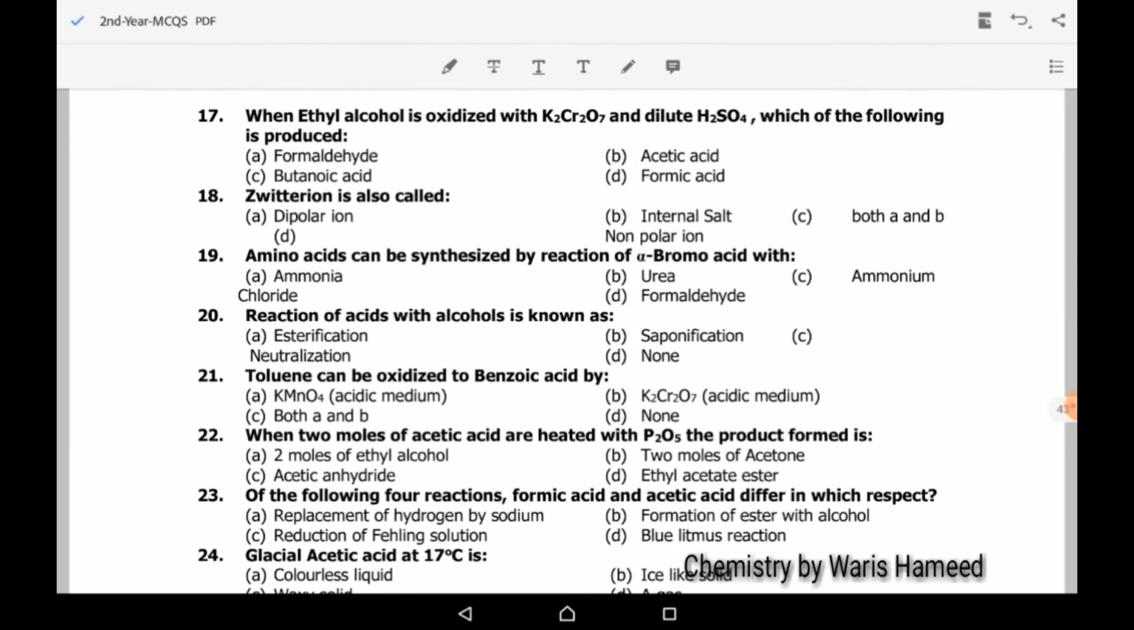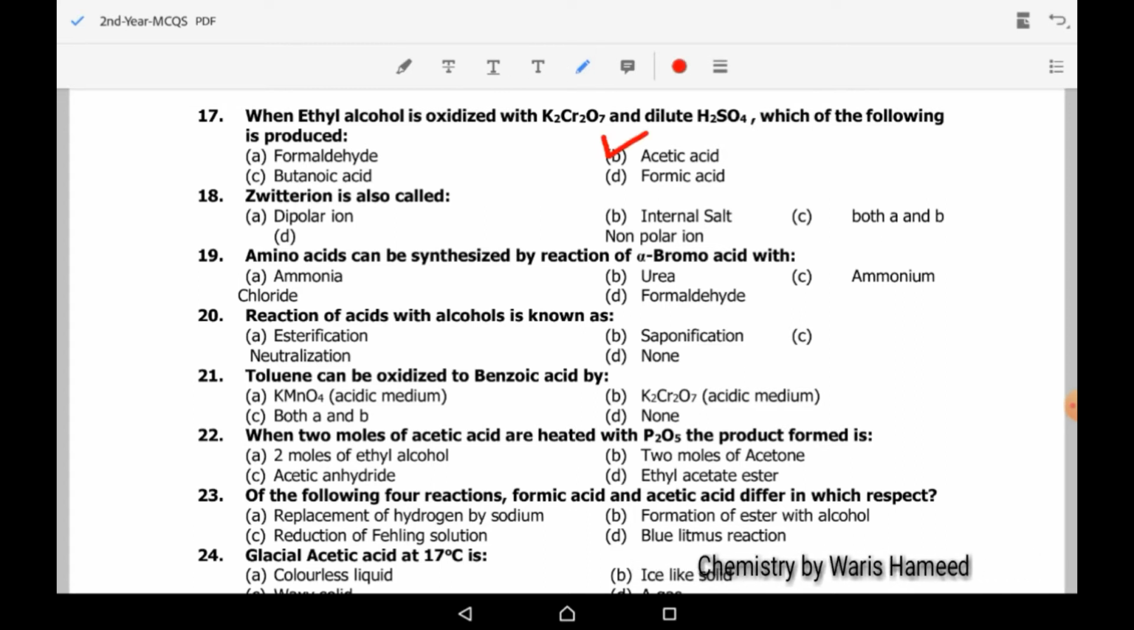17th MCQ. When ethyl alcohol is oxidized with potassium dichromate and dilute sulfuric acid, which of the following is produced? From ethyl alcohol, the first product will be acetaldehyde, and the second product will be acetic acid. So among these options, B is the correct one, acetic acid.